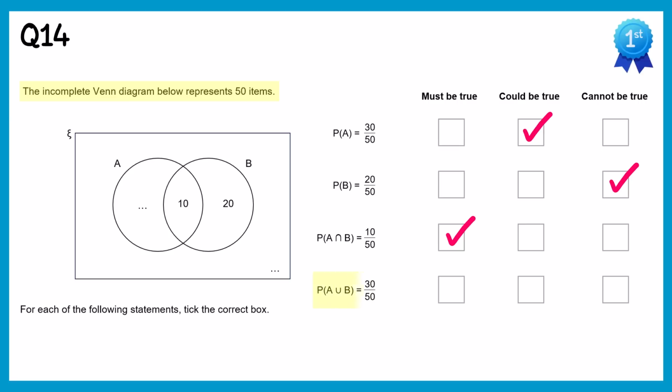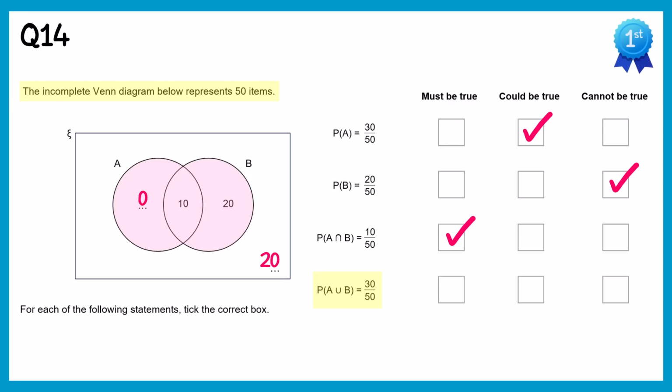For the final one, we're looking at the union of A and B, which would come from the numbers inside all of the parts of the circles. At the moment, we can see we have 10 and 20, so that's a total of 30, so would it be possible for all of these numbers to add up to 30? Well, it would, we would just have to put 0 in the A only part here. Is this possible? Well, yes, we could place 20 in the outside and we still hit our total of 50.